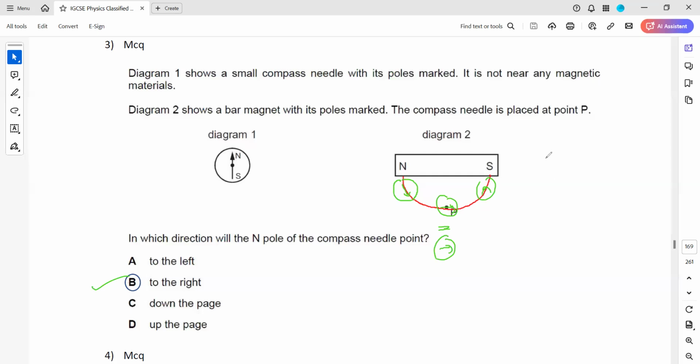If you place a compass needle near the south pole, how will it point? Because the magnetic field is going into the south, if we place it near the south, it will point towards the left hand side. If you place a compass needle near the north, how will it point? It will point outwards.